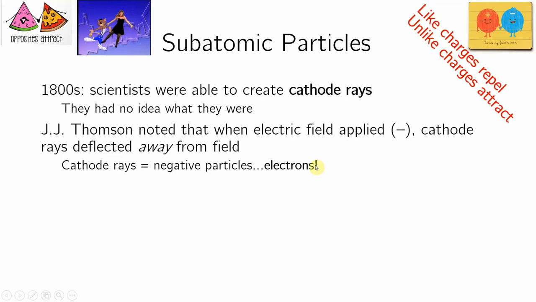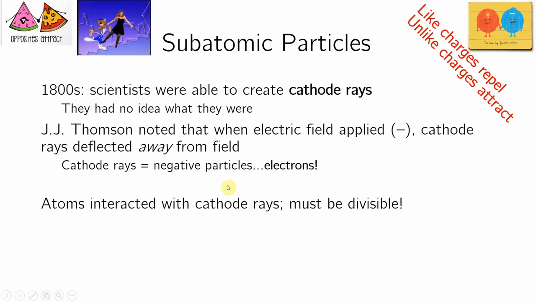So he then assumed, well, they knew that the electric field is negative. It just is a negative field. And so he said cathode rays are made up of these negative particles. Let's call them electrons. Okay. All right. So he noticed that atoms also interact with cathode rays, and so there's no way that atoms don't have these electrons in them. He's like, atoms probably have some electrons.